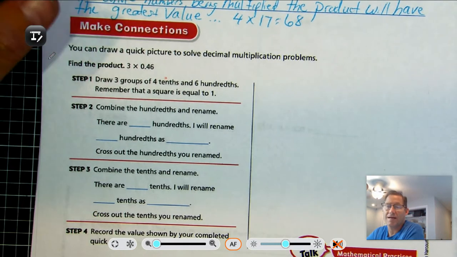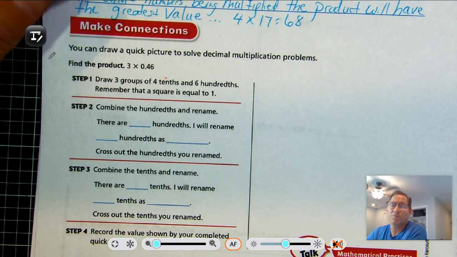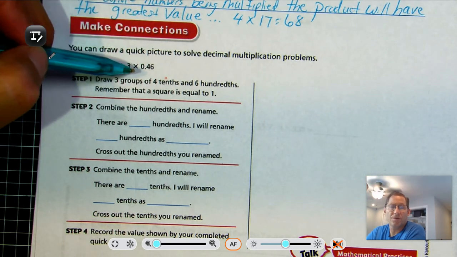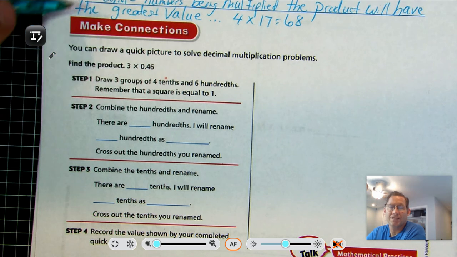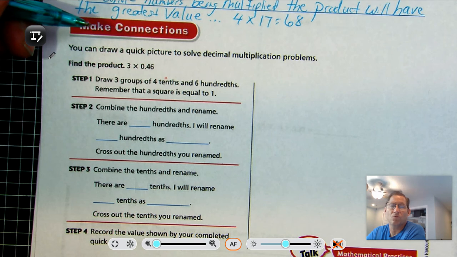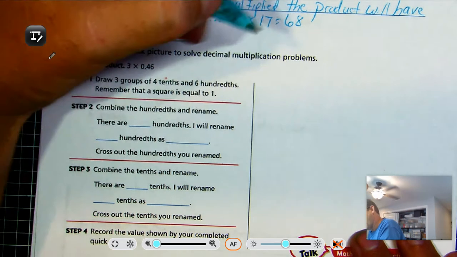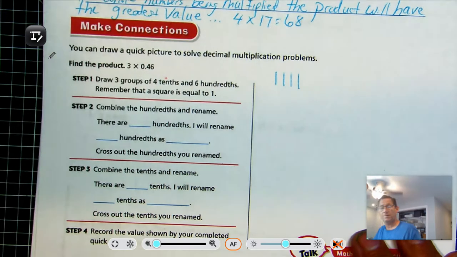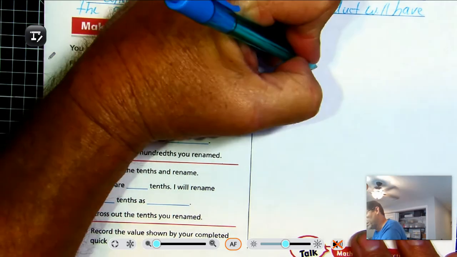All right, so let's take some of those ideas, and now we can also draw quick pictures like we did in our last lesson to solve decimal multiplication problems. So first we're going to draw three groups of 46 hundredths. And remember that a square is equal to 1. One whole, right? Okay, so 46 hundredths. 1, 2, 3, 4, and 6 hundredths.